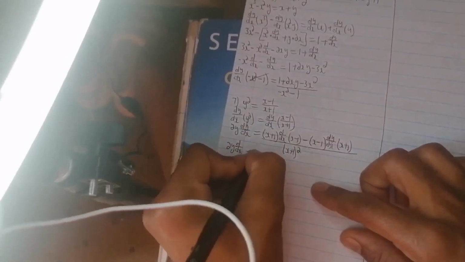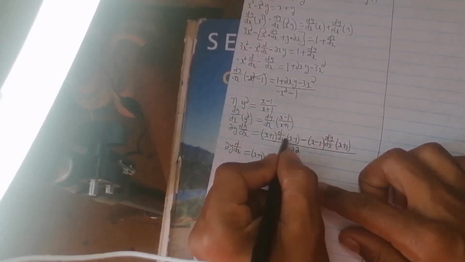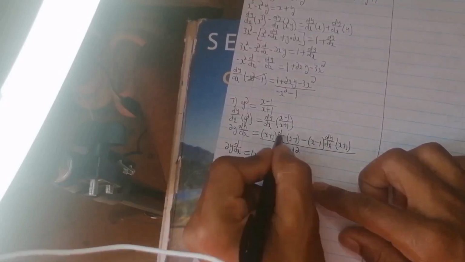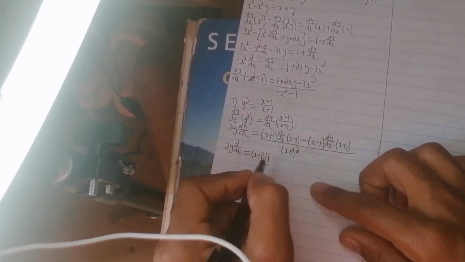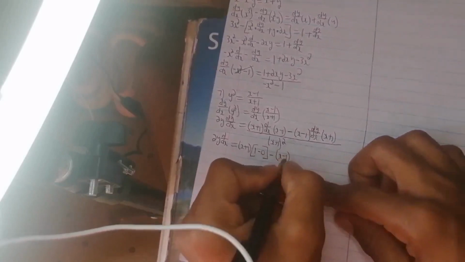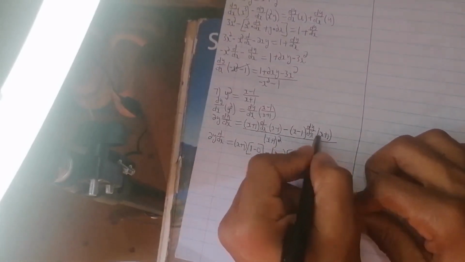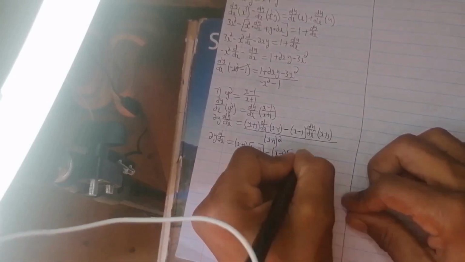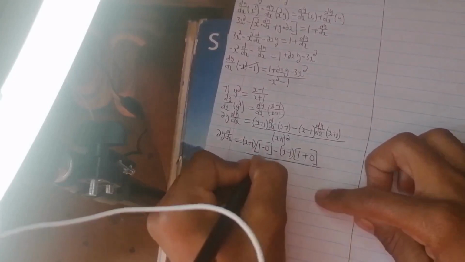So you have 2y dy over dx, that is equal. So I'm having my x plus 1. If you differentiate here, the derivative of x will be 1, and the derivative of a constant will be 0. Very good. Minus x minus 1. The derivative of x is 1, and the derivative of 1 is 0. All over x plus 1 squared.